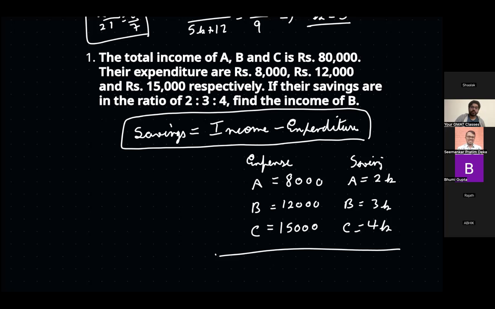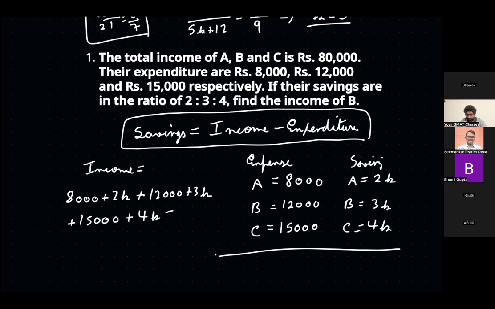Yes, Athar, that's correct. So income would be the sum of expense plus saving. That means total income would be 8,000 + 2K + 12,000 + 3K + 15,000 + 4K. And total income should be equal to 80,000. So 35,000 + 9K = 80,000. 9K = 45,000. K = 5,000.